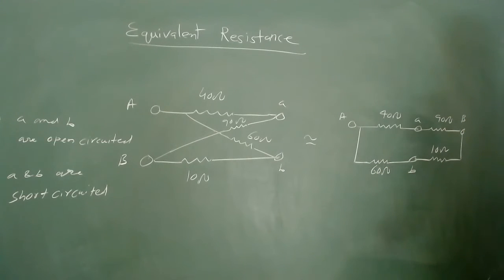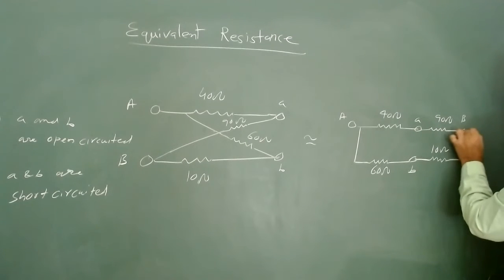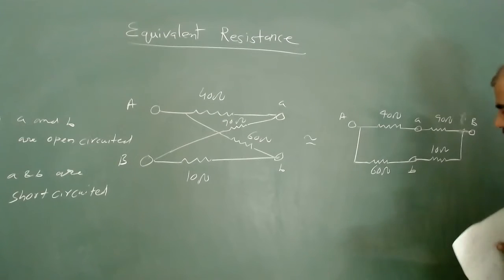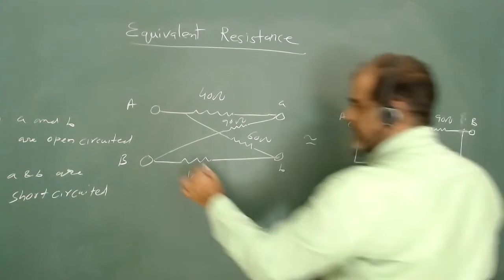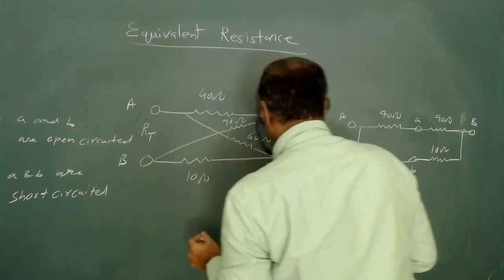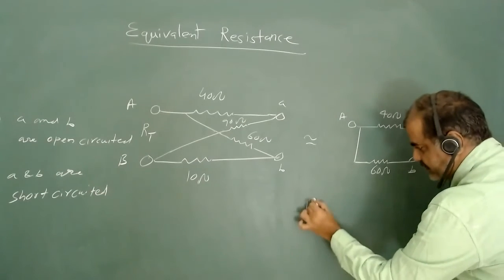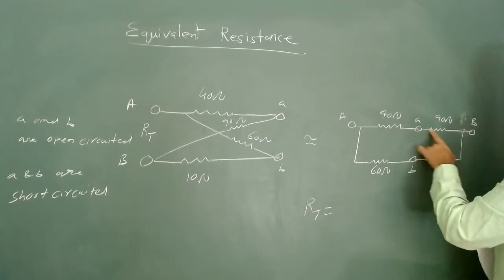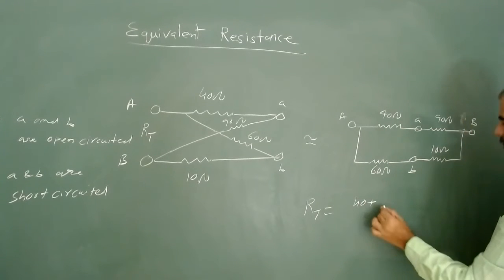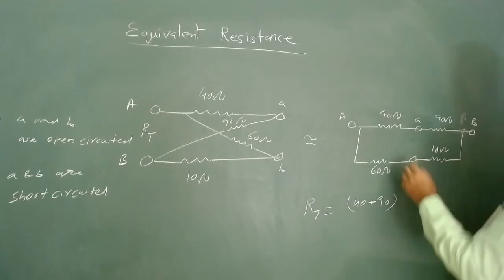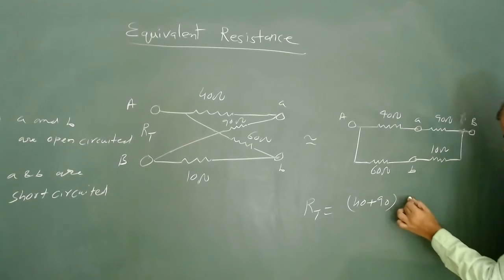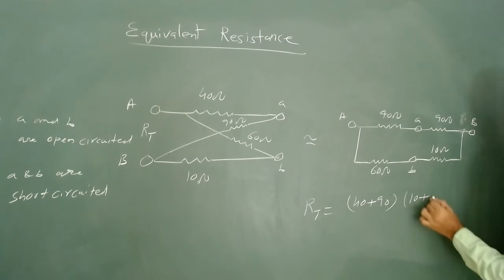Now we can see here, at this terminal B, this 40 and 90 ohms are in series. I have to find out the total resistance between this capital A and B. So I can write RT equal to: these two resistances are in series, so 40 plus 90, and this combination is parallel to this combination, which is 10 plus 60.